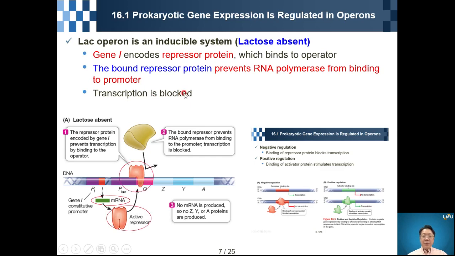So previously we learned about negative regulation. Binding of repressor proteins to the repressor binding site blocks transcription. In this case, the active repressor binds to the operator region and blocks transcription. So it means that when there is no lactose, the repressor protein binds to the operator and blocks transcription.